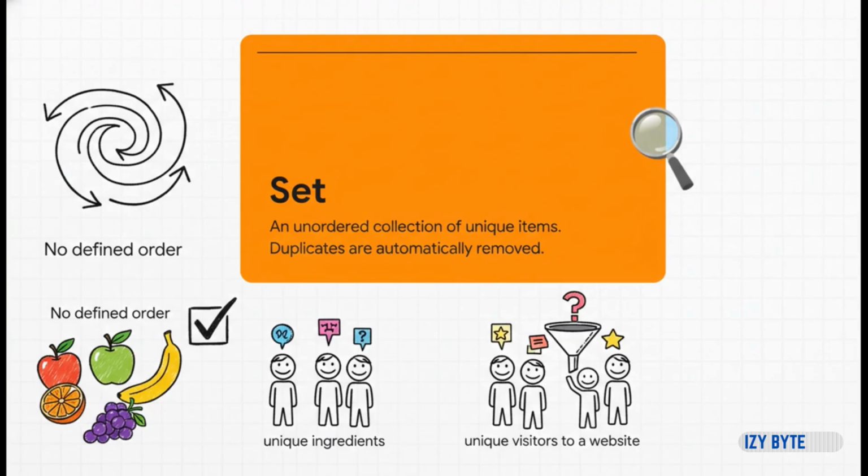So, a set plays by 2 very simple but very powerful rules. Rule number 1, there is no order. None. Rule number 2, every single item inside it has to be unique. And the best part? Sets handle this for you, automatically. Oh, and here's a little pro tip. Because of the way sets are designed under the hood, checking if something is inside a set is lightning fast. Way faster than digging through a giant list.